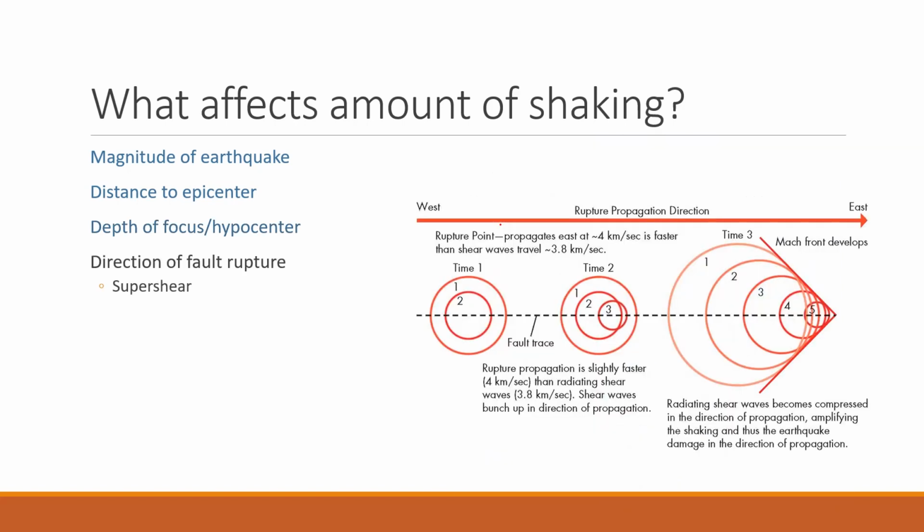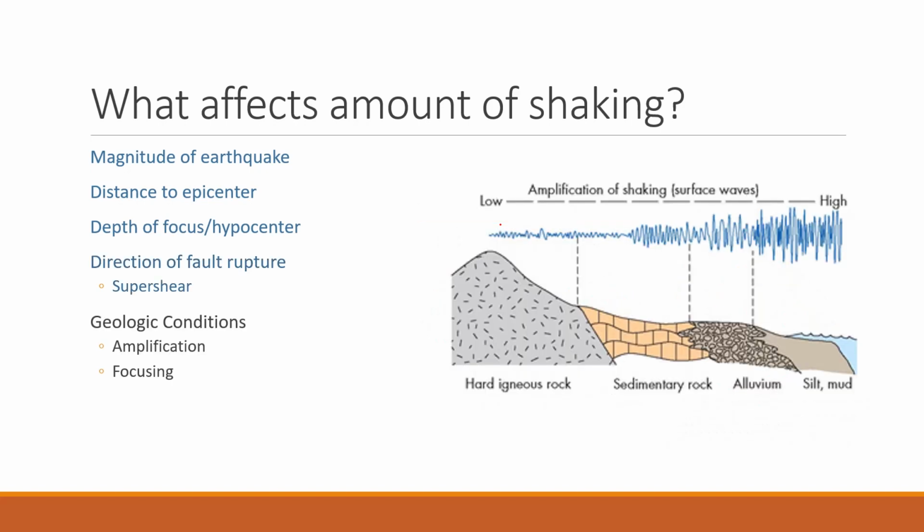There is an idea called super shear. This is the idea that depending on what direction you are from the earthquake, you can actually have the seismic waves moving faster or slower based on how they're moving along the fault. And so if they're moving faster, you will get more shaking. And then finally, the local geology is a big impact.